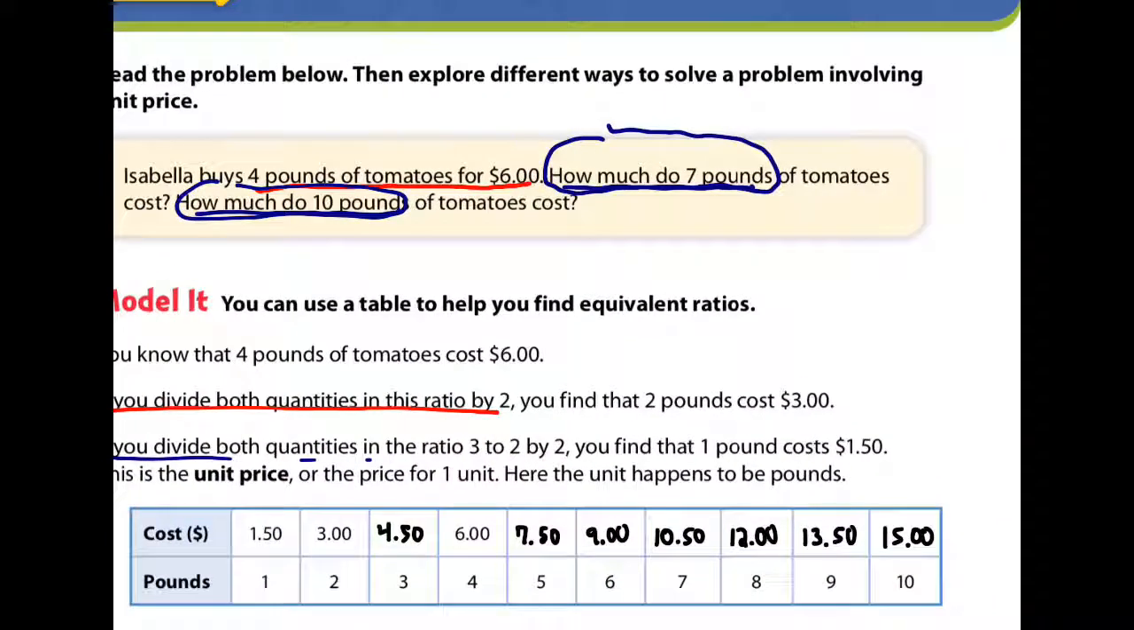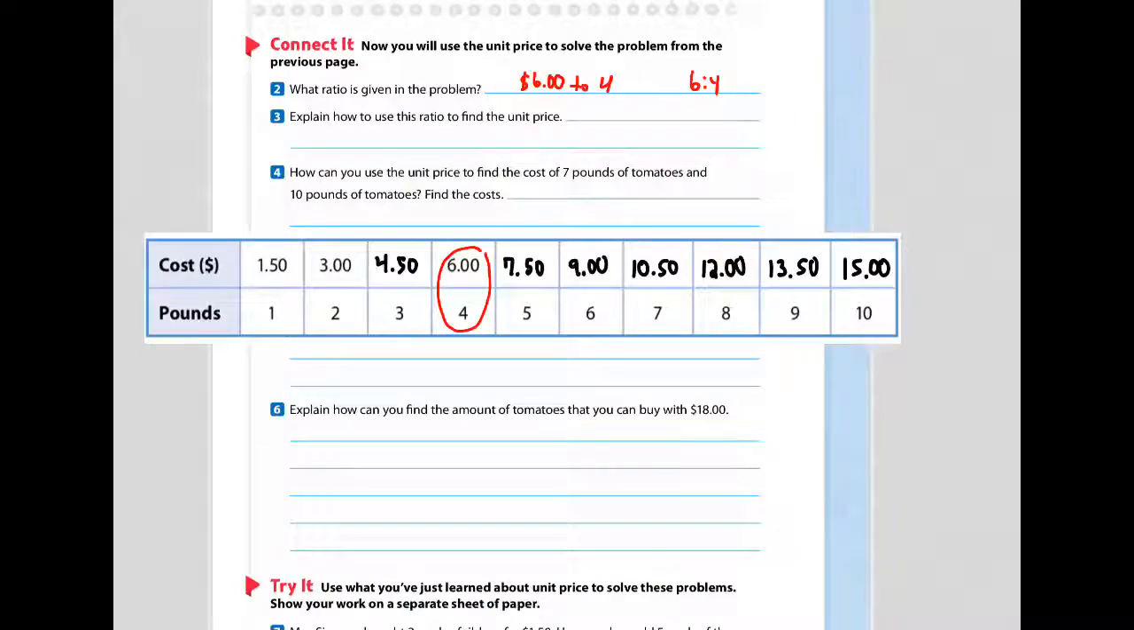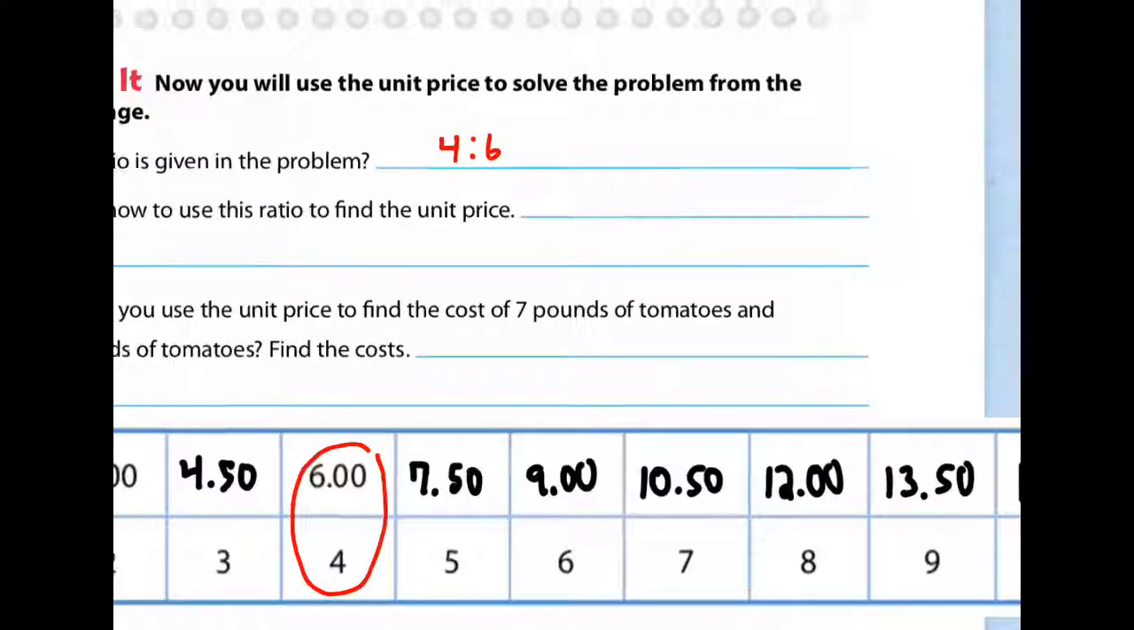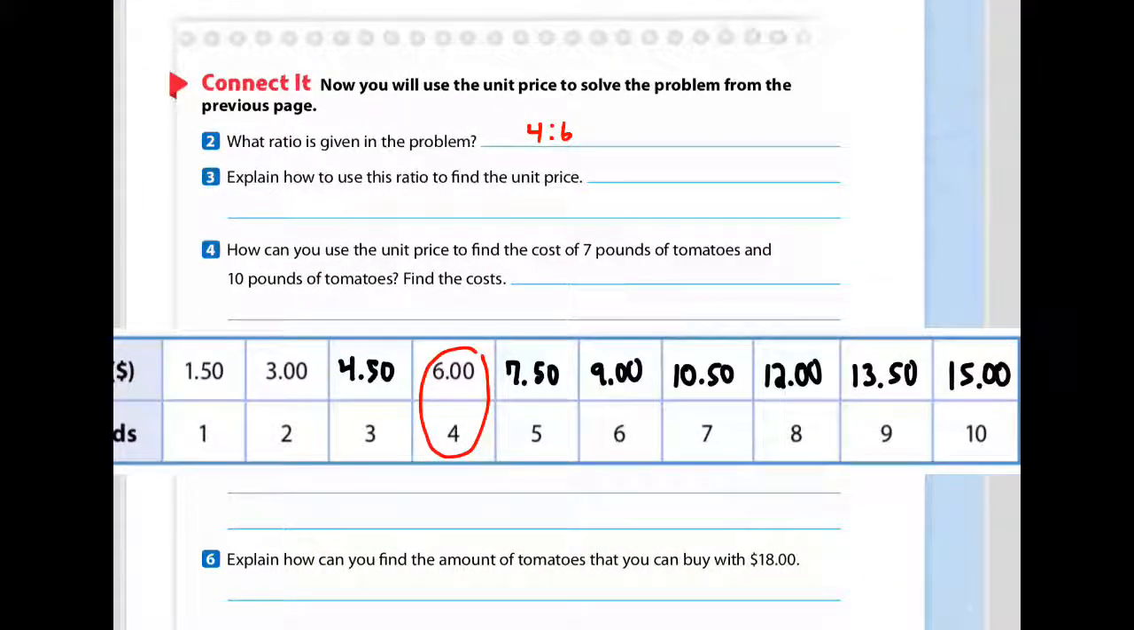So it says 4 pounds of tomatoes for $6. So it should be 4 to 6 actually. Sorry about that. I guess I've got to read the problem. So this one should be 4 to 6. All right, number 3, explain how to use this ratio to find the unit price.